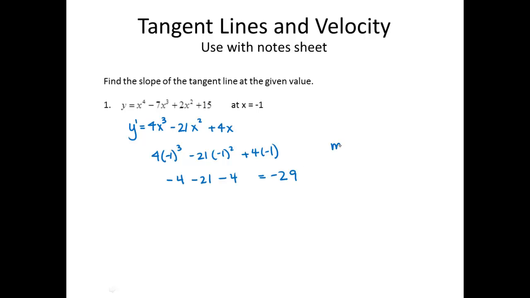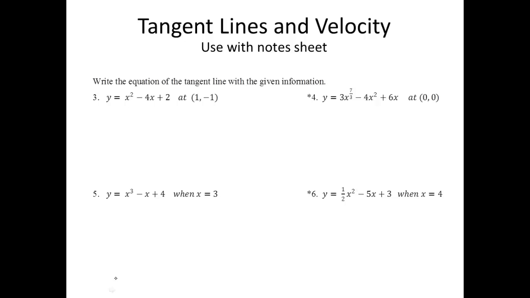This tells me that the slope is -29. So somewhere on this curve, this fourth degree polynomial, when it's graphed, at exactly x equals -1, the slope of the tangent line is -29. Go ahead and try number 2 now, or at least before you get to class tomorrow.